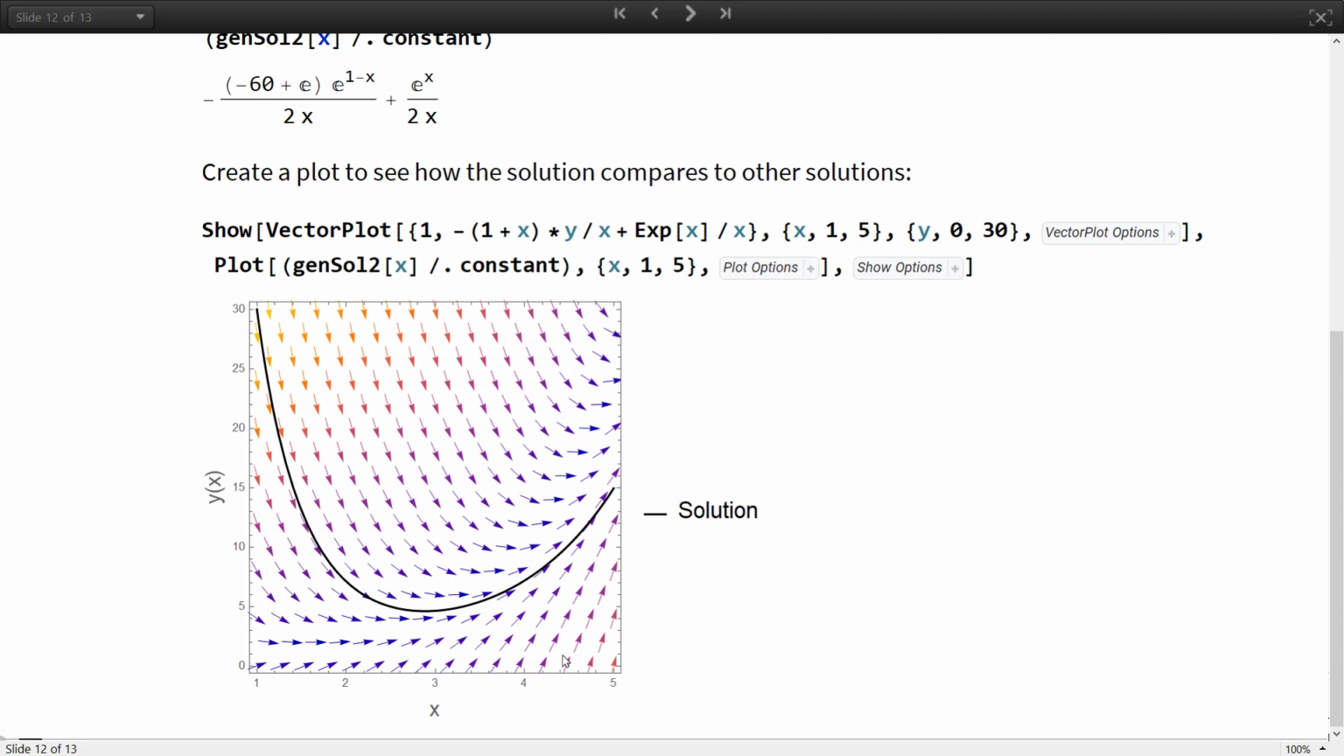It can be seen that the solution satisfies the condition at x equals 1, drops quickly as indicated by the arrows, but eventually reaches a minimum and rises again for larger values of x. This all agrees well with the behavior of the direction field.